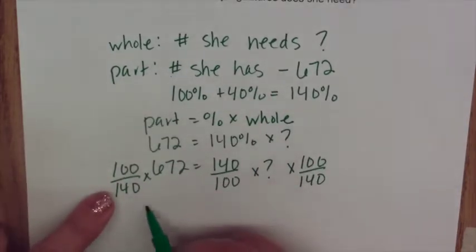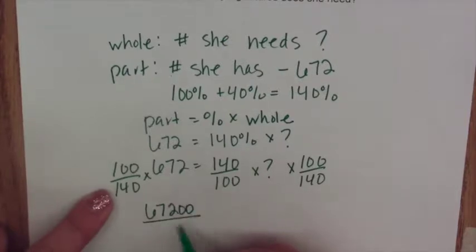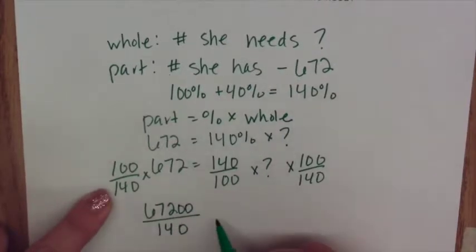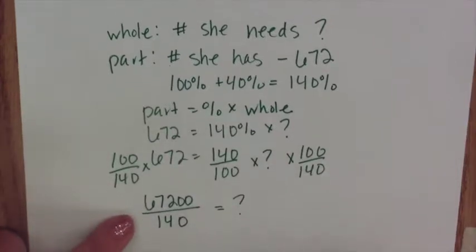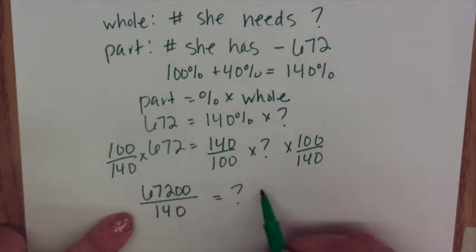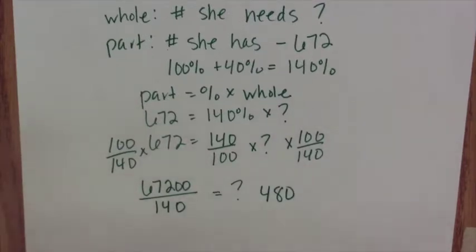So when I multiply this, I get 67,200 over 140 is equal to our whole. And when we divide this out, we get 480.